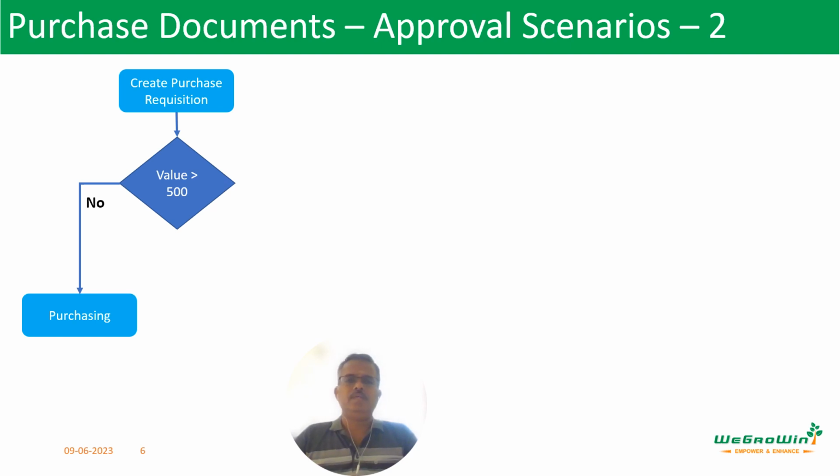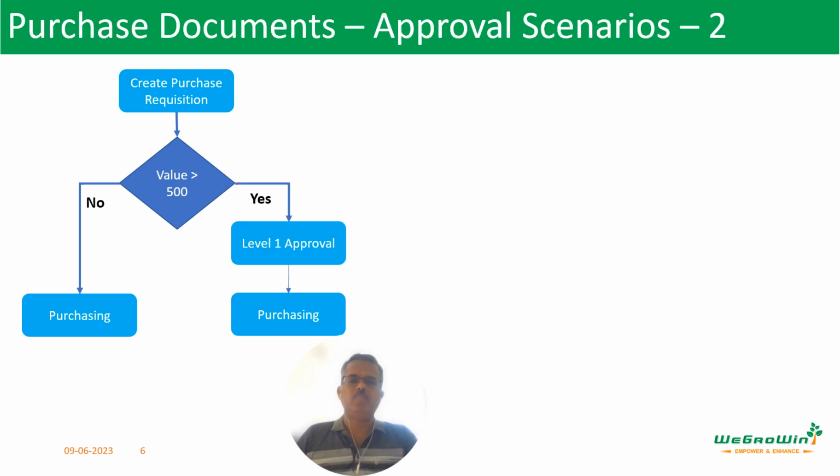Now when you have these levels, they also depend on various conditions. Now let us see how these levels are fixed based on the values. For example, there is a purchase requisition with a value of 500. When the value is less than 500, it will check, and if it is less than 500, it will directly process for the purchasing process. If it is more than 500, level 1 approval is required. Then only it can be passed on to the purchasing process.